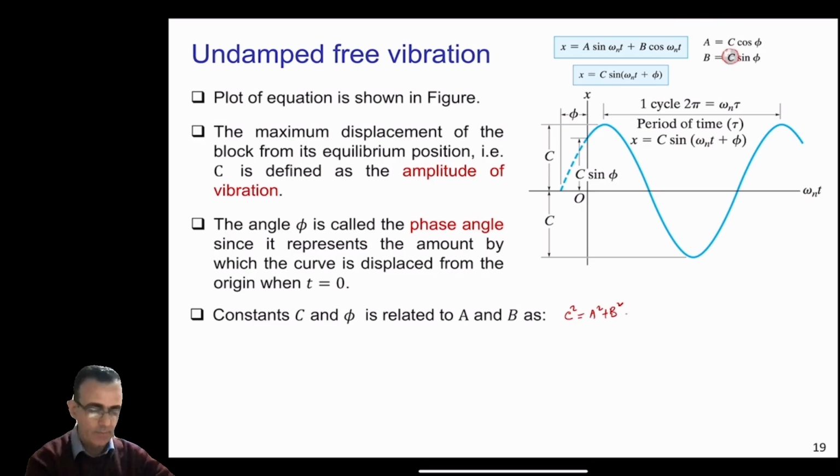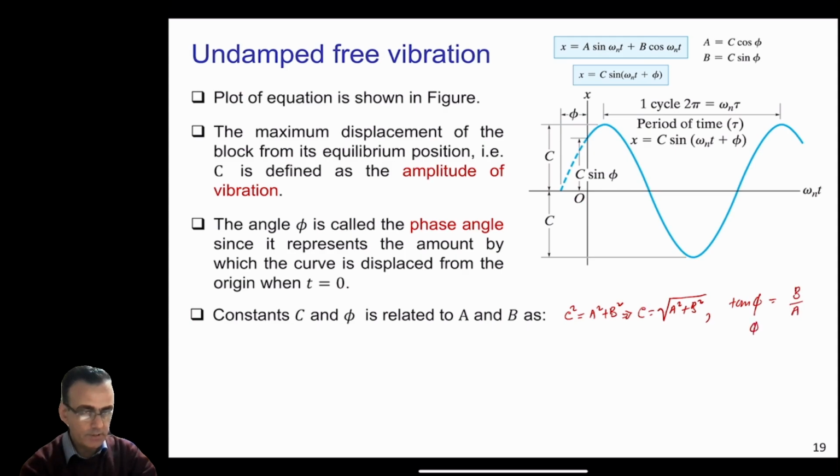And similarly, if you divide sine by cos, what you will get is tangent phi equal to b by a. So from here you can calculate the phi angle, which is just the tangent inverse of b by a. You can calculate this angle from this equation here.